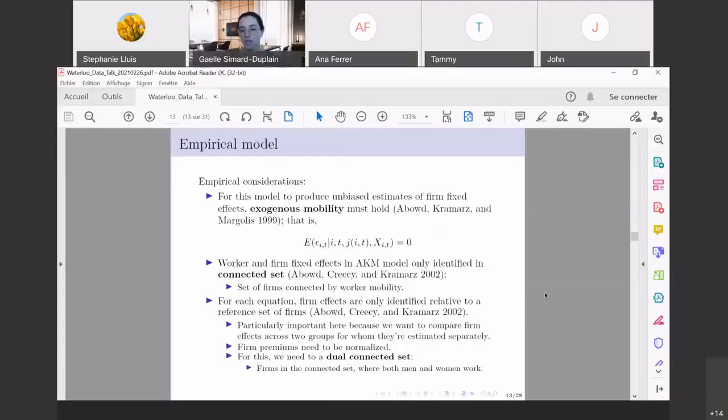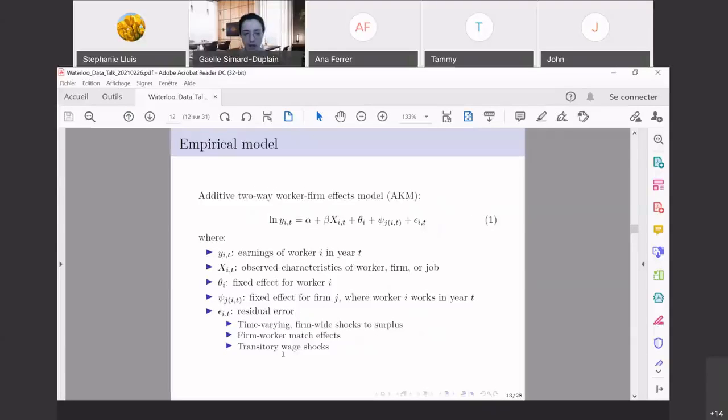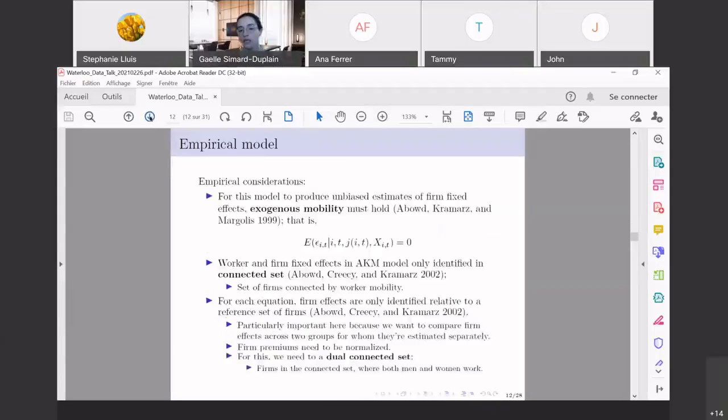So if I just go back one slide, what it means is that the factors that come in through the error term can't be correlated with worker mobility, right? Worker mobility is what's going to identify the firm fixed effects, so we can't have that mobility correlated with the error term. I'll get to how we look at those different empirical considerations in the data shortly, but just to lay it all out, you have the exogenous mobility assumption.